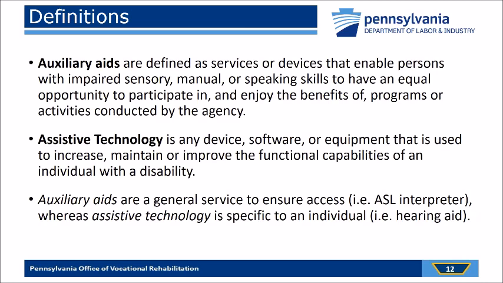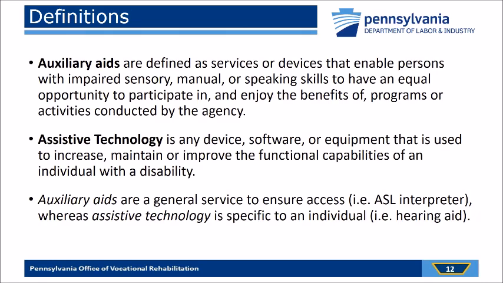This may not seem very different based on these definitions, but basically when we're talking about auxiliary aids, we're talking about a general service to ensure access. And so this could be an ASL interpreter. This is not really a device or anything specific to a person. It's just allowing somebody that uses ASL to be able to participate in that activity. Whereas assistive technology is very specific to an individual, and that would be a hearing aid. So again, that person now has access to that activity, but it's very specific to them and most likely is a device that can only be used by that person.